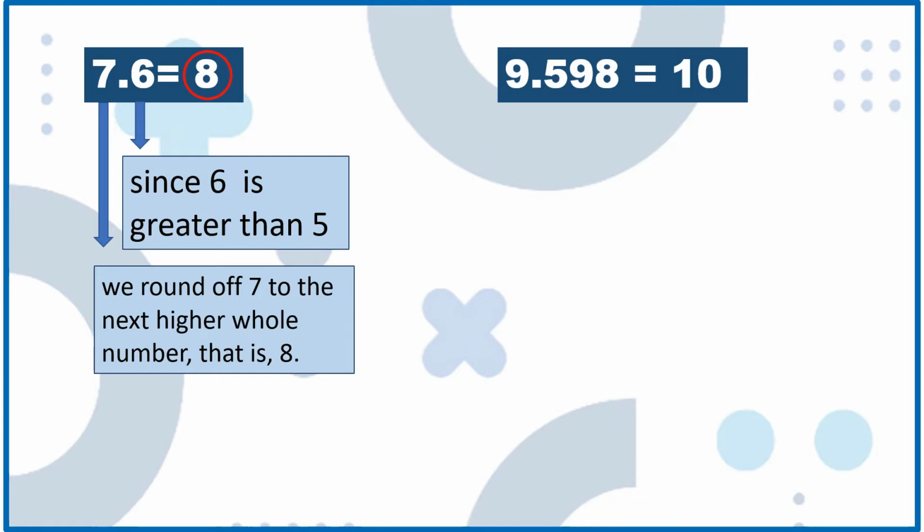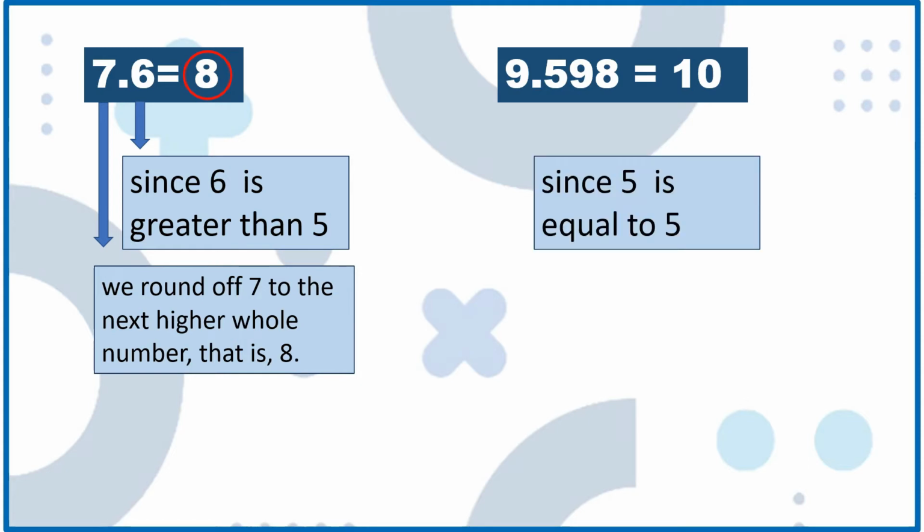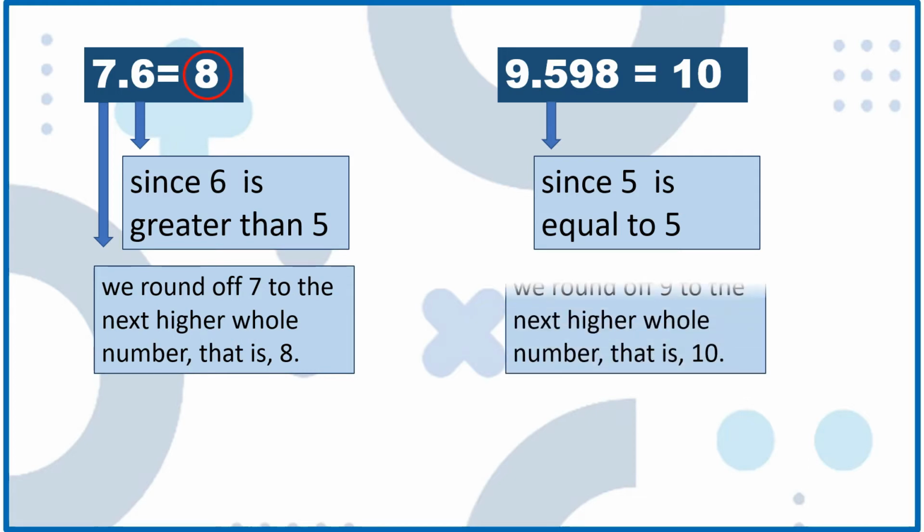Let's try 9.598 is equal to 10. Since 5 is equal to 5, we round off 9 to the next higher whole number, that is 10.